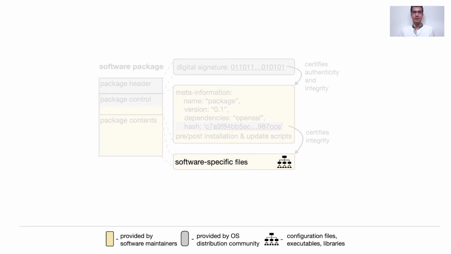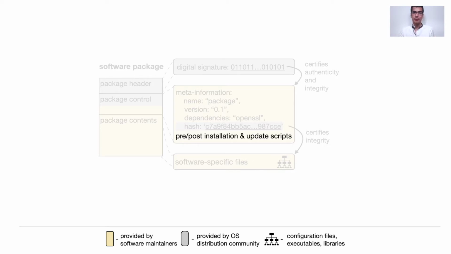We are interested in the software-specific files because during the package installation, they are extracted to the file system, causing integrity violations. The sanitization process adds digital signatures for each file, allowing monitoring systems to verify that the file is legitimate. Installation scripts also cause integrity violations because they change the system's configuration.